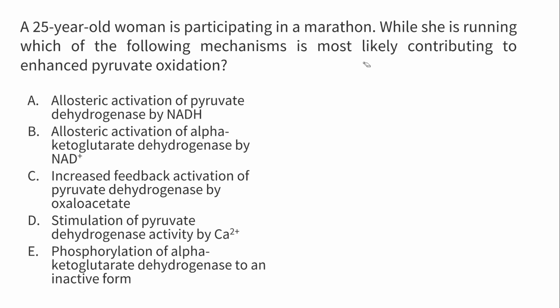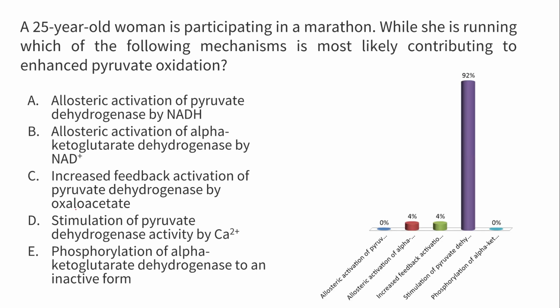So this person is running a marathon. What is going on in his muscle? Muscle contraction. Since we are on PDC, what will happen to your PDC when a person is running? It has to be up, right? It has to be active. And who is going to keep it active? It is the calcium. Remember, calcium. Calcium is a positive modulator of the pyruvate dehydrogenase complex. So that's why option D, calcium, should be the answer.